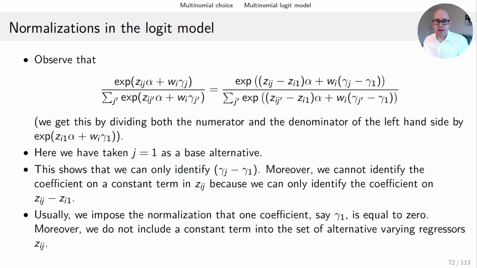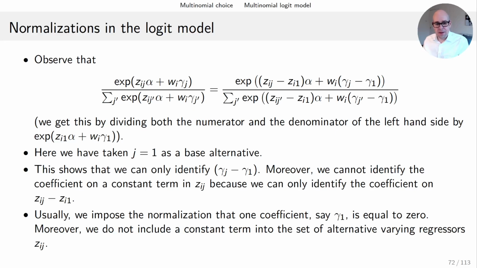When you think of it in terms of utility comparisons, all that matters is the ordering of alternatives in terms of utilities. So when I look at the utilities relative to the utility of the first alternative, it will preserve the ordering. It's basically taking out utility levels. So we're heading towards talking about a location normalization. By doing this operation, we've taken the first alternative as our base alternative.